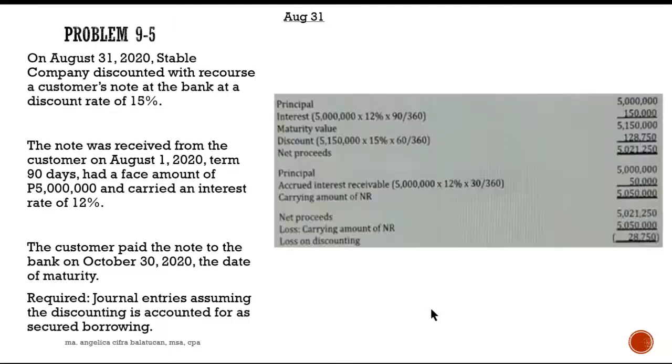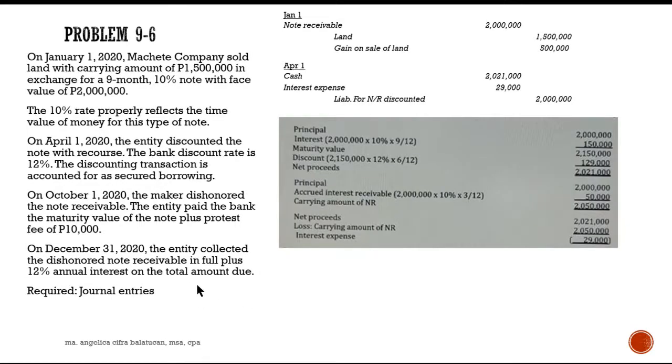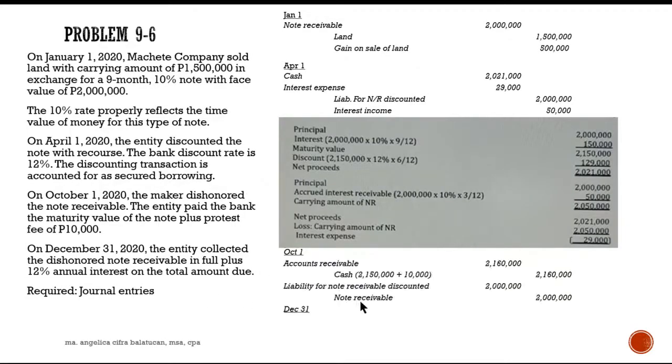And we go back to 9-6. So sa 9-6, since this is based on total amount due, so ang basis for the interest income is based on the 2,160,000 nga accounts receivable.